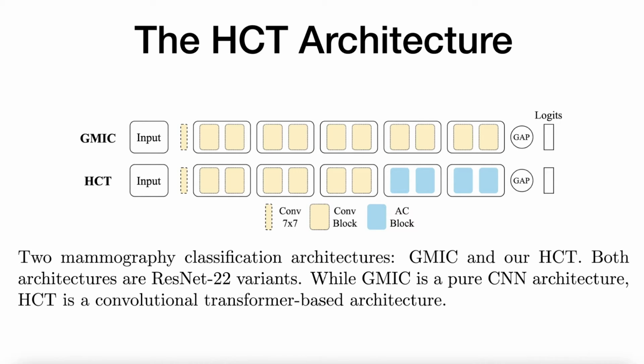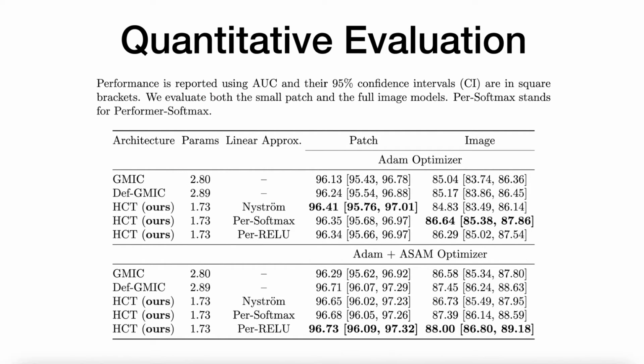While it is possible to use AC blocks to build an entire network, recent literature highlights the importance of pure convolution operations at the early stages. These early convolutions increase optimization stability and improve generalization performance. Accordingly, our high-resolution convolution transformer architecture, HCT, leverages convolution blocks at early stages and AC blocks at late stages. We evaluate the HCT architecture using a high-resolution mammogram dataset. We report both the AUC and the 95% confidence interval. With Performers, HCT always achieves superior performance.